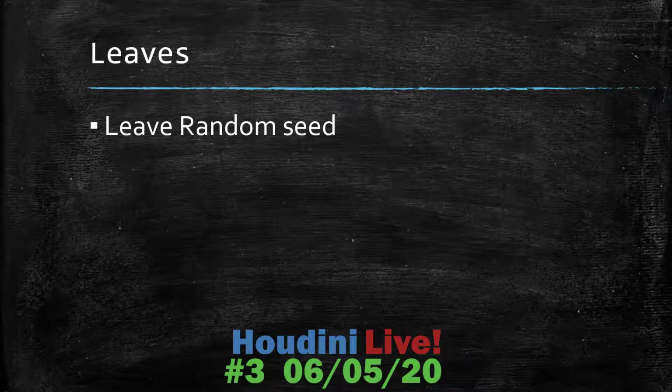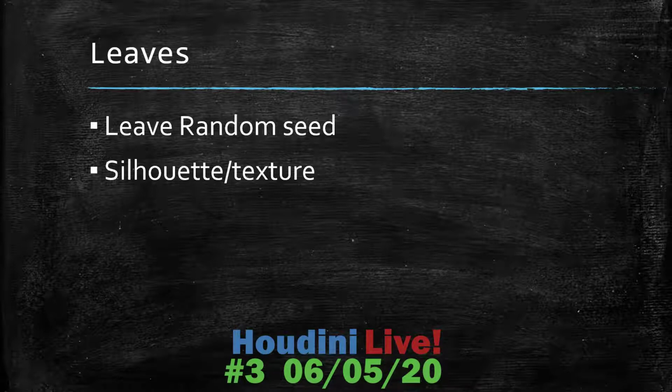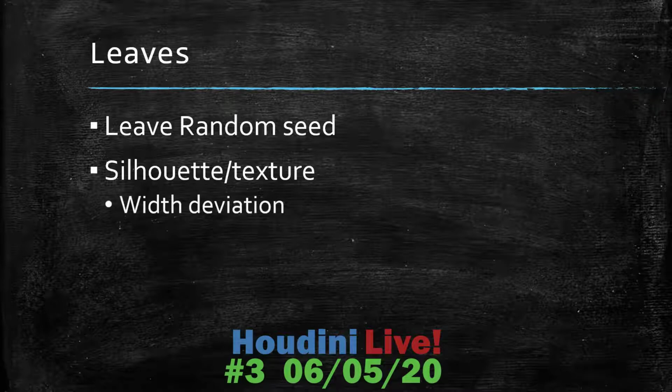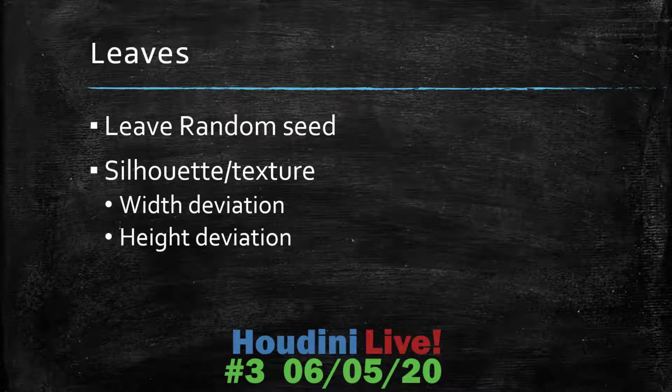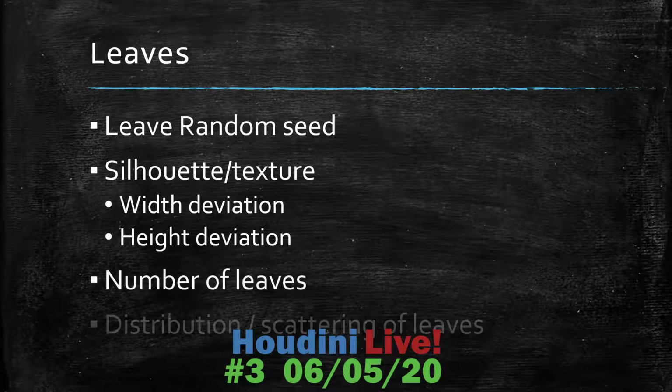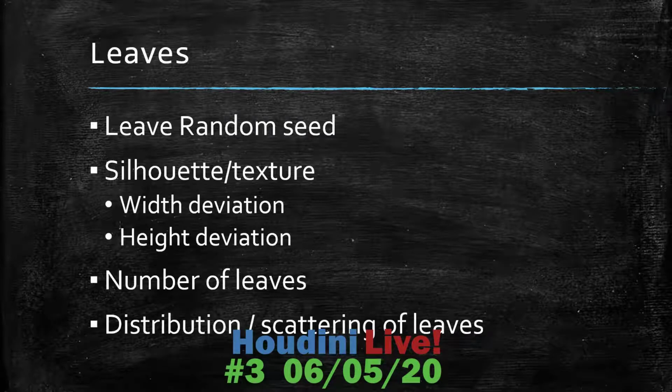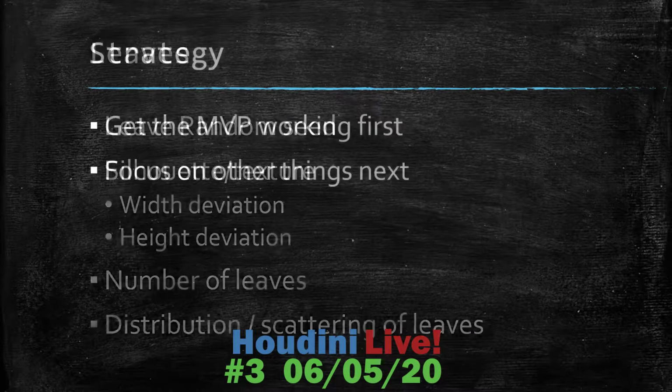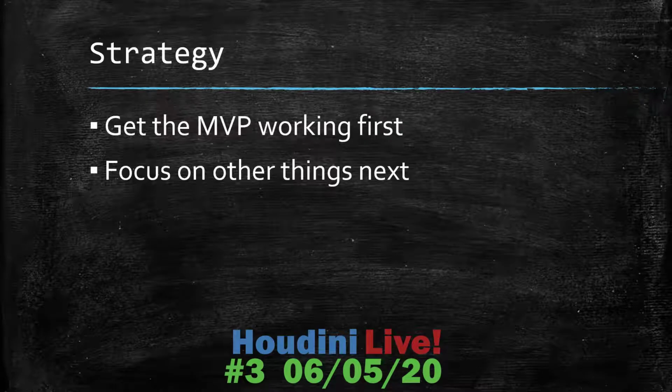And then we're going to deal with leaves. Each leaf is going to have a random seed. We're going to have silhouette, or the texture of the seed. And we're going to deal with deviation, height deviation, the number of leaves, and the distribution and the scattering of leaves along the branches. Okay. When working in strictly procedural stuff, what we did 2 weeks ago was pretty easy. We're going to take a different strategy, because this is going to be more complicated.